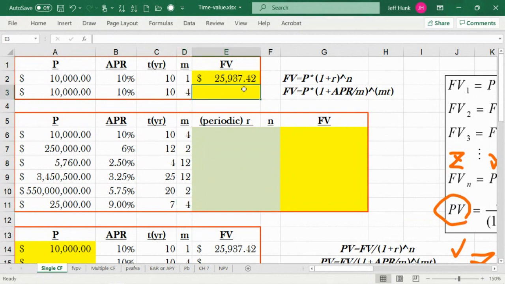So if we have a different compounding frequency, then think about it. With quarterly compounding, what's going to be the interest rate that applies every quarter? It's annually 10%, right? So quarterly, it will have to be 1/4 of that. You divide 10% by 4, and that would be 2.5% every quarter, right?